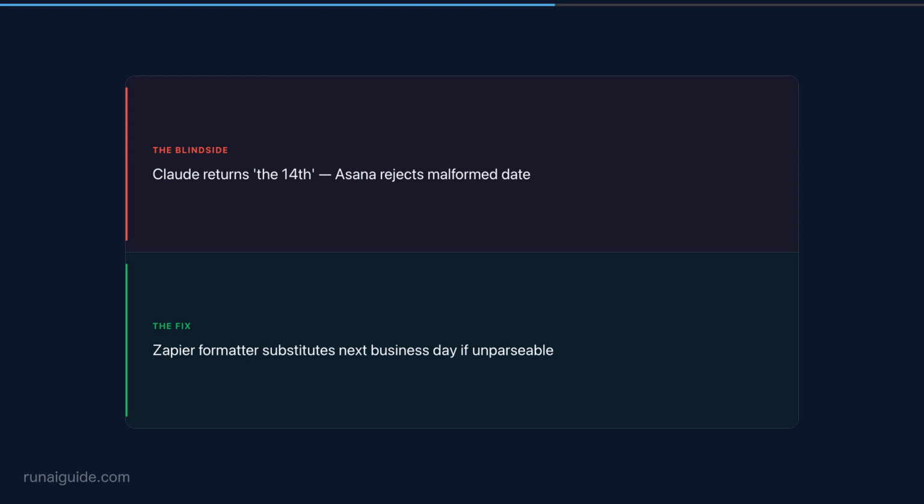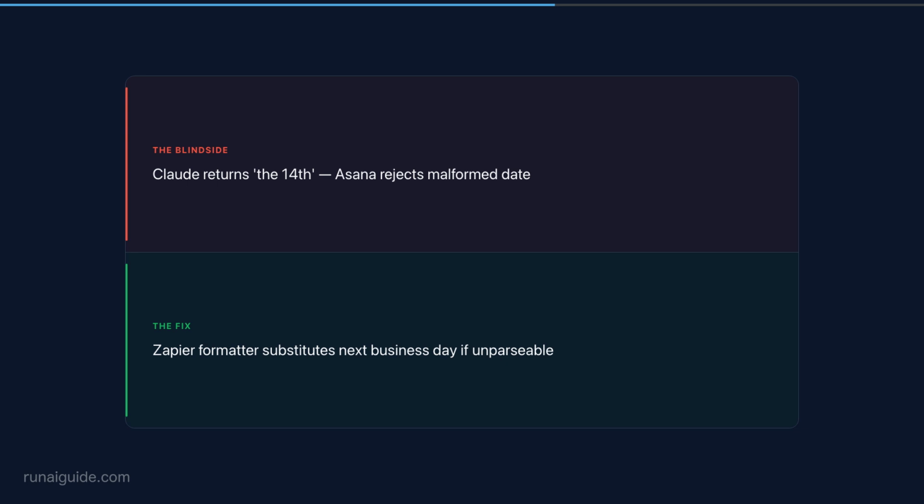Claude receives an email where the deadline returns something like the 14th. No month, no year. The Asana due date field expects a full date format. Zapier tries to map it, gets a malformed value, and either errors out or creates a task with no due date. The workflow keeps running like nothing happened.